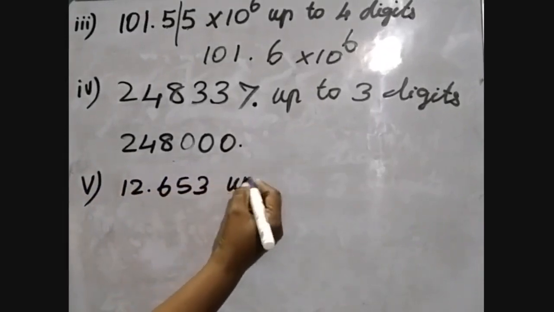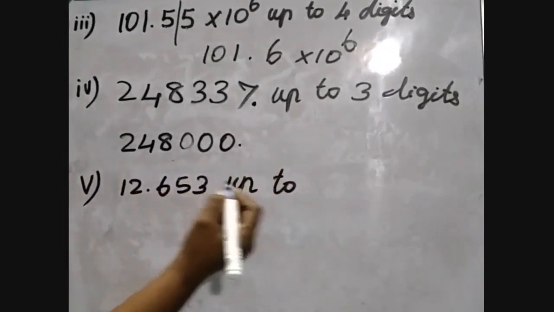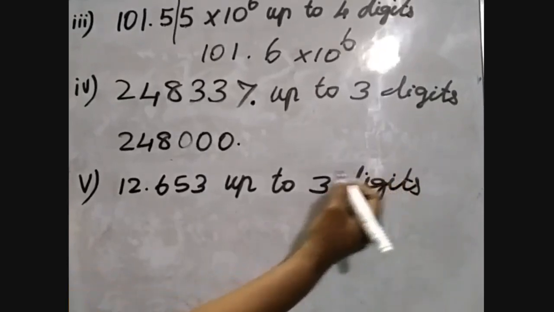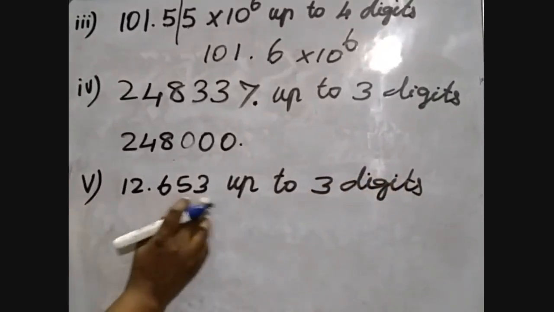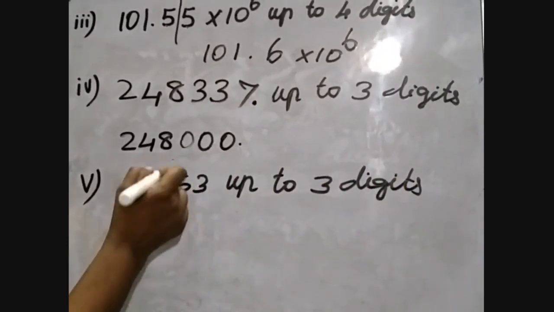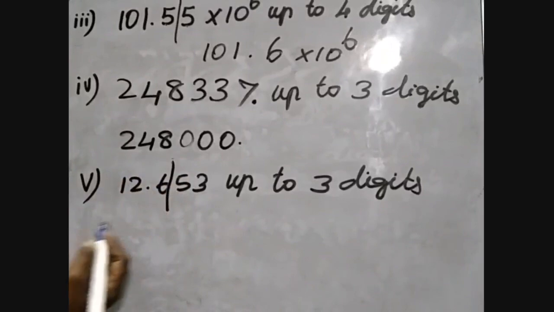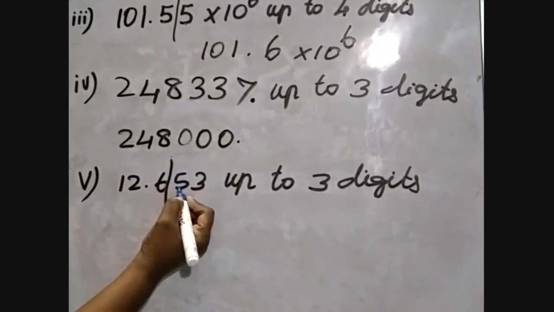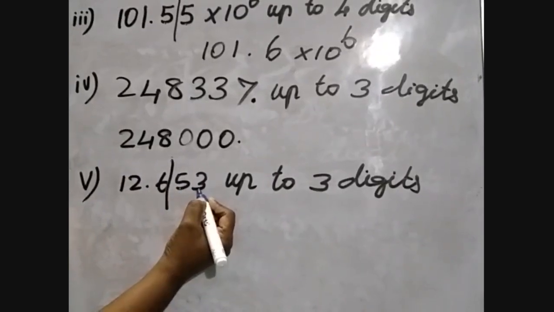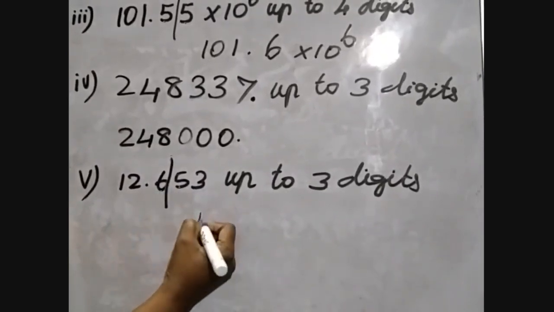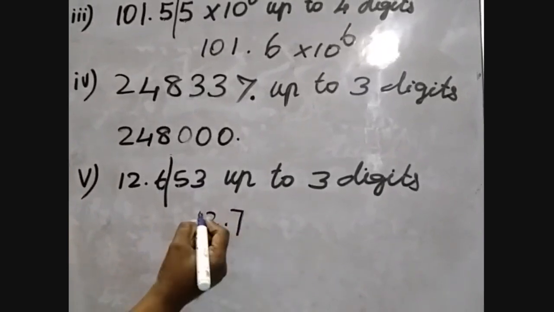12.653 up to 3 digits. Here we have a 5-digit number. Now we are going to convert this into a 3-digit number. Here the digit to be dropped is 5. The next number is greater than 0. So the preceding number will be raised by 1. That is 12.7.